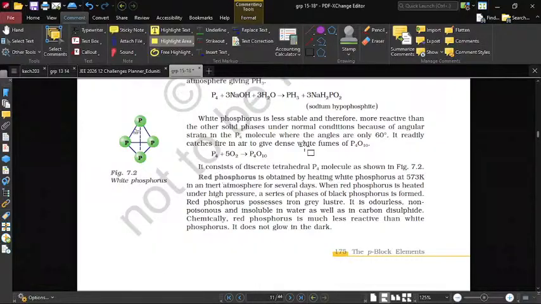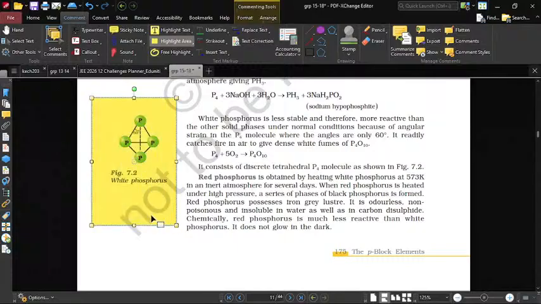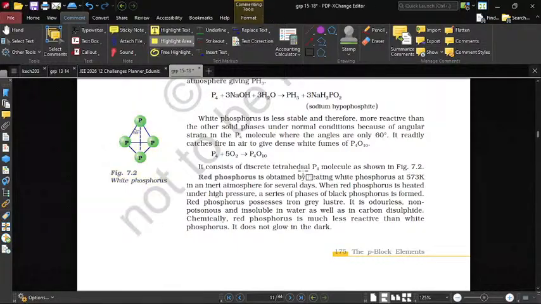consists of discrete tetrahedral P4 molecules as shown in figure 7.2. This is our P4, that is white phosphorus. Red phosphorus. It is obtained by heating white phosphorus at 373 Kelvin in an inert atmosphere for several days.